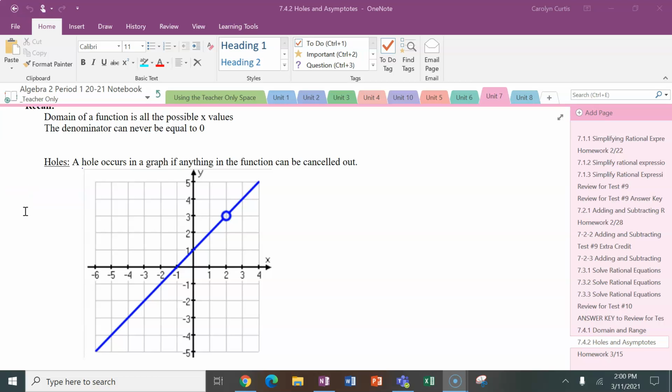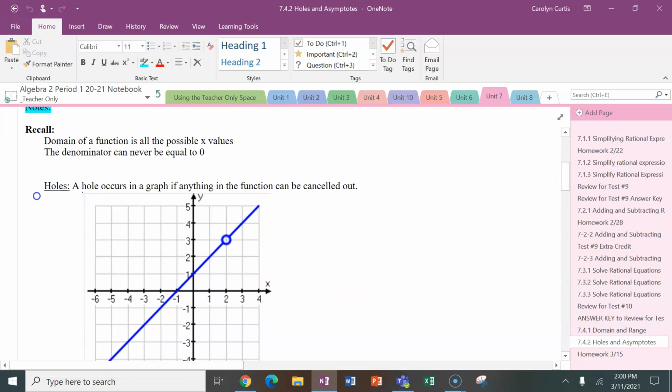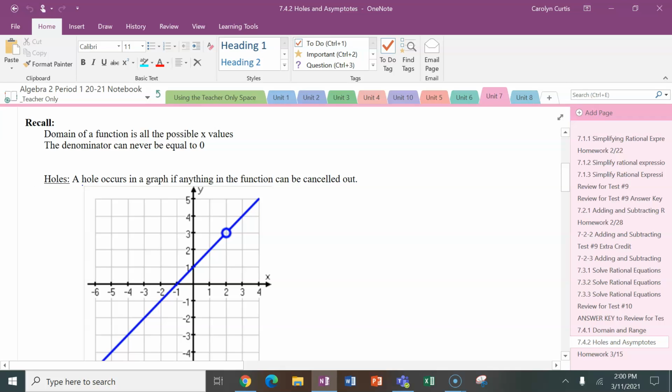Today we're going to talk about rational functions and what their graphs look like. We're going to talk about the domain of a function. Remember that the domain is the set of all possible x values. The denominator can never be equal to 0. So those are two things that we need to remember before we jump into today's lesson.